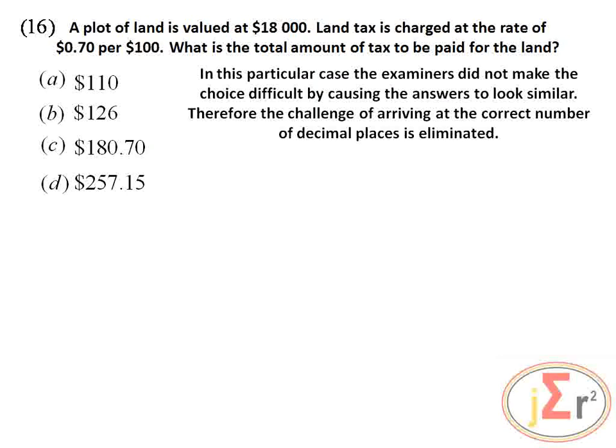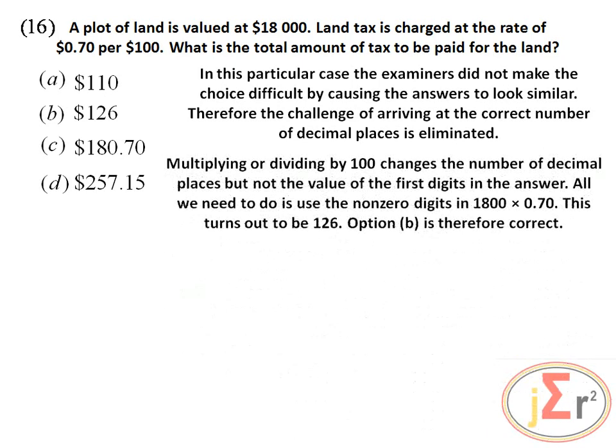In this particular case, the examiners did not make the choice difficult by causing the answers to look similar. Therefore, the challenge of arriving at the correct number of decimal places is eliminated. That we'll take a look at a little bit later. Multiplying or dividing by 100 changes the number of decimal places but not the value of the first digits in the answer. All we need to do is use the non-zero digits in 18,000 and 0.7. This turns out to be 126. Option B is therefore correct.